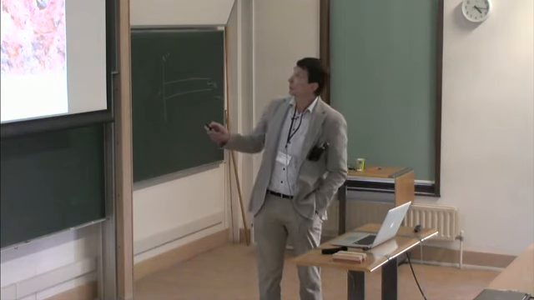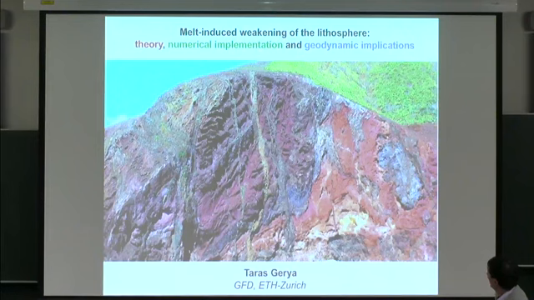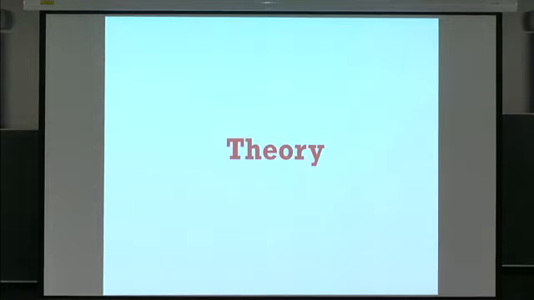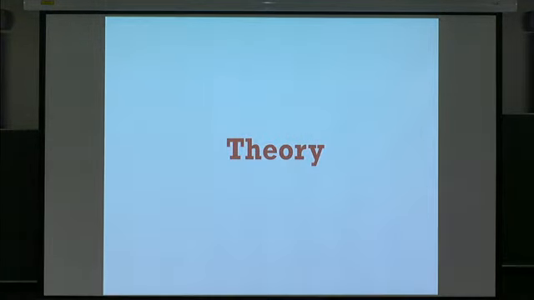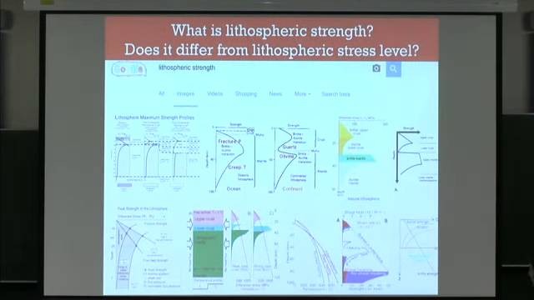conclusions can be derived. So I would like to speak about melt-induced weakening of the lithosphere, essentially about reduction of strength of the lithosphere under the action of percolating melt. It's a kind of theory which starts from another downloaded image from the internet. If you search for lithospheric strength, we all think we know what lithospheric strength is, but in reality it's quite misleading thinking. So probably lithospheric strength is not such a well-defined property of the lithosphere.